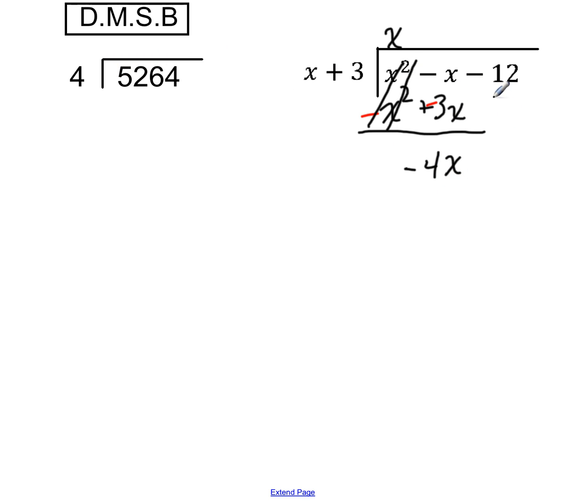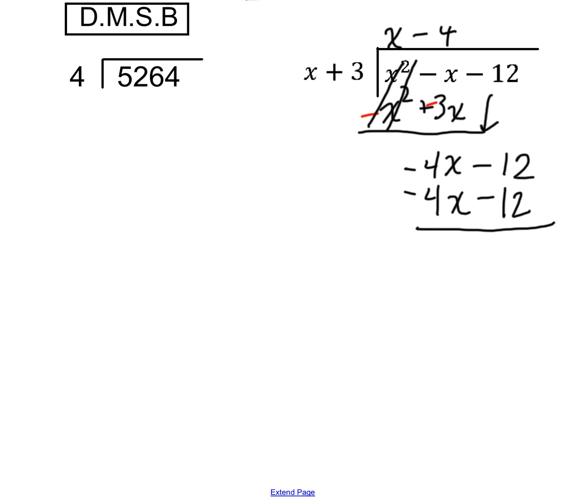Okay, next is B, bring down. I bring down the negative 12. And now I have negative 4x minus 12. Okay, start again, divide. So I want to say how many times does x go into negative 4x? Remember, my goal is to match up that very first term. So x times negative 4 will give me negative 4x. So negative 4 times x is negative 4x. Negative 4 times 3 is negative 12.